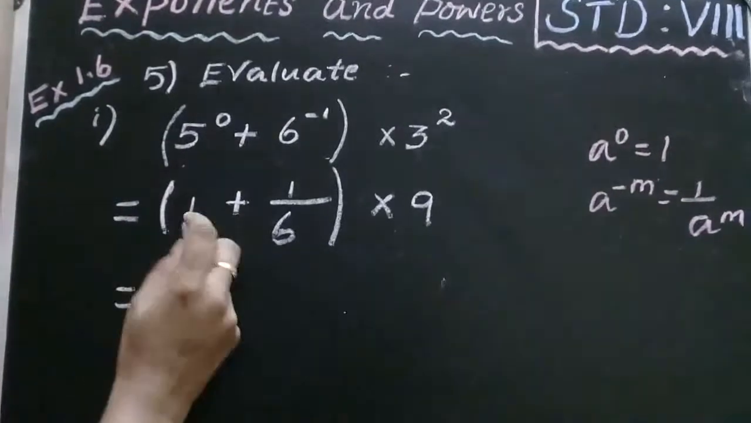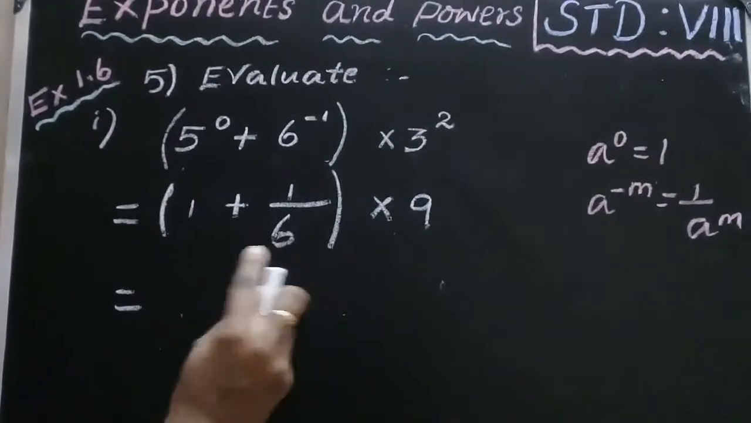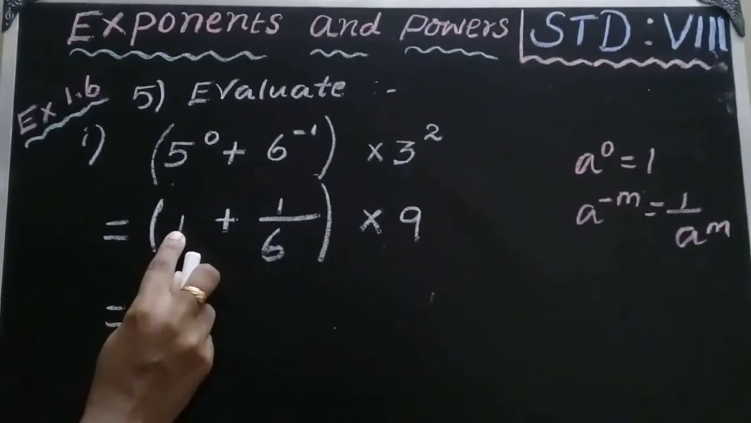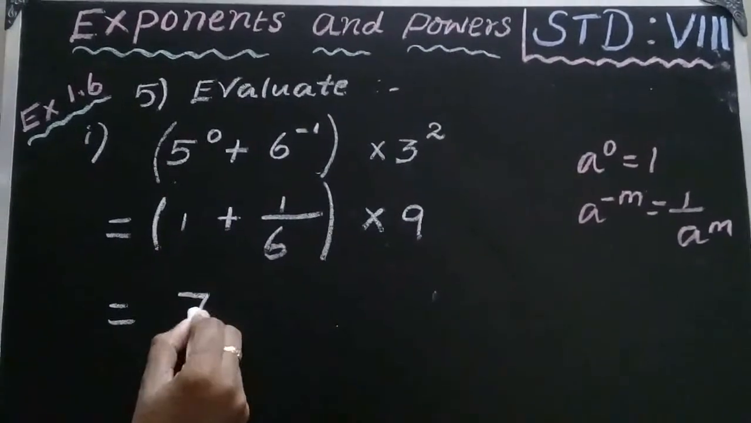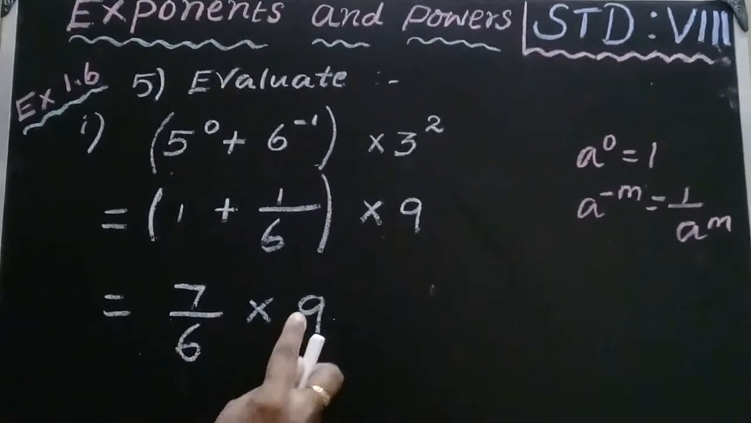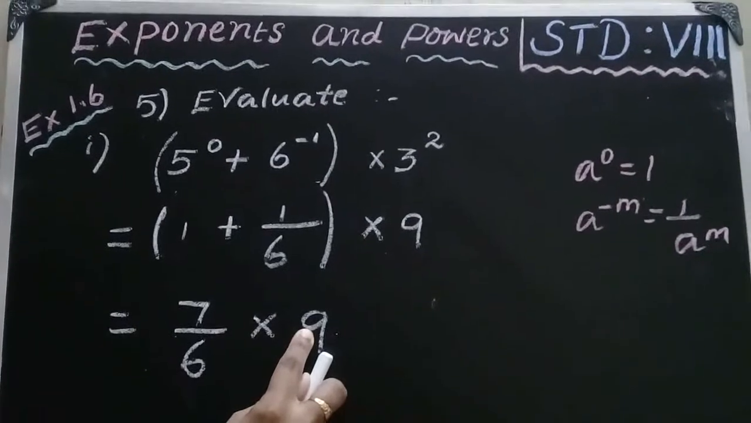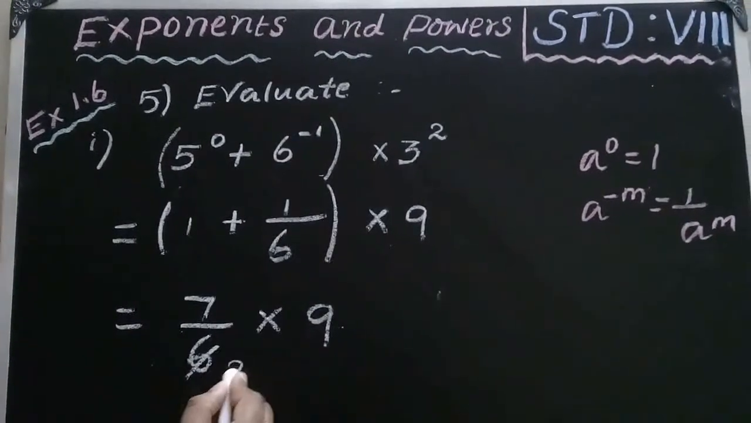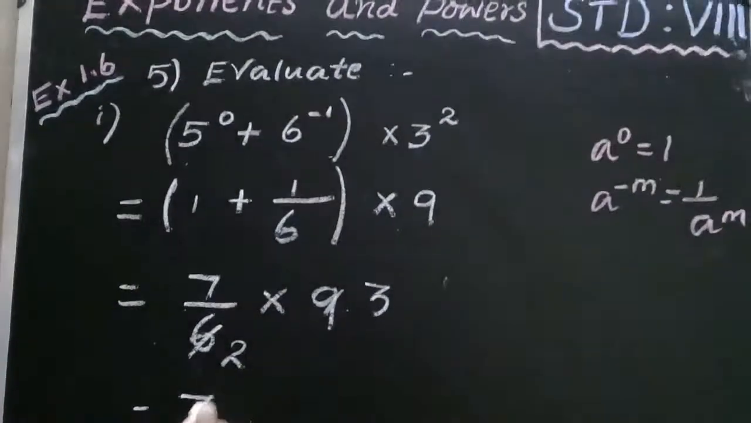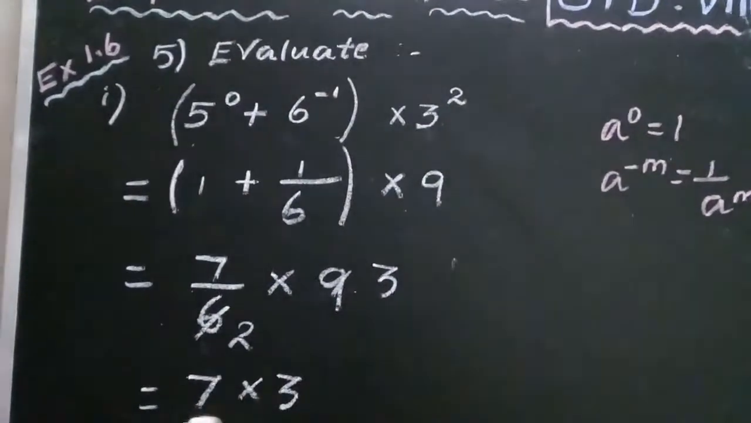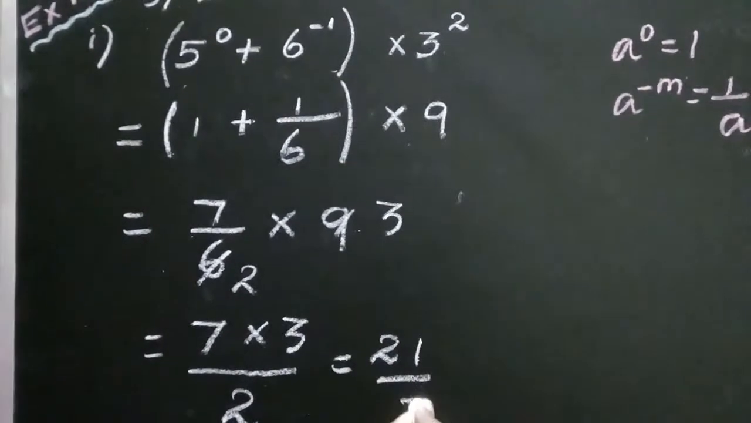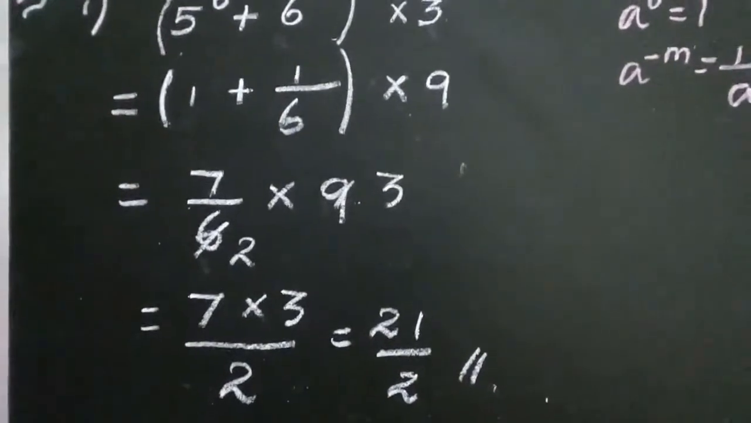So now we have to add the whole number and the fraction. So take the LCM, just cross multiply here. 1 6 are 6, 6 plus 1 is 7. So 7 by 6 into 9. Here 6 and 9 are divisible by 3. So 2 3s are 6, 3 3s are 9. So the remaining number is 7 into 3 divided by 2. So 7 3s are 21 divided by 2. So this is the answer.